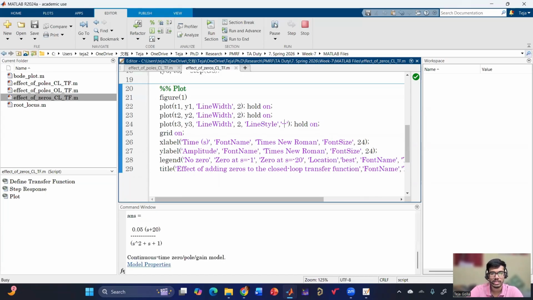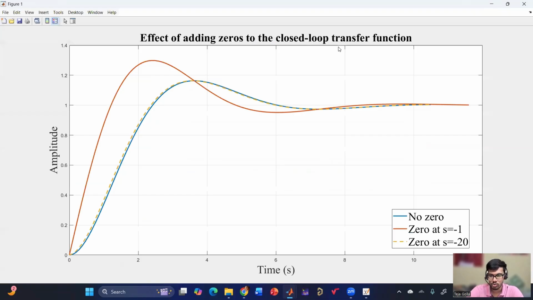So let me just run it, which is what I was discussing. If I'm adding a zero to the original transfer function, this blue color is the original one when there is no zero. If I'm adding a zero at s equals -1, this has a faster response, but that is causing a little bit more overshoot. And the rise time has reduced significantly because of the derivative effect.